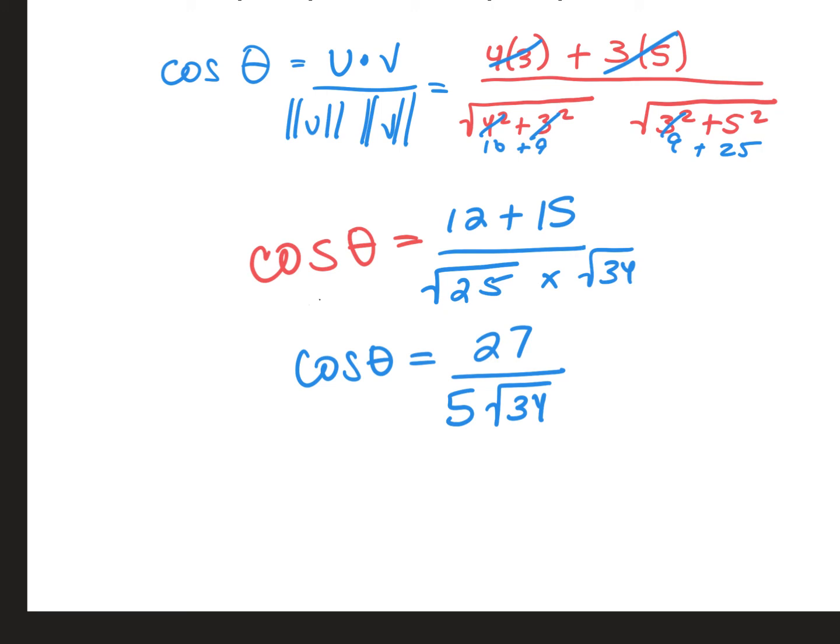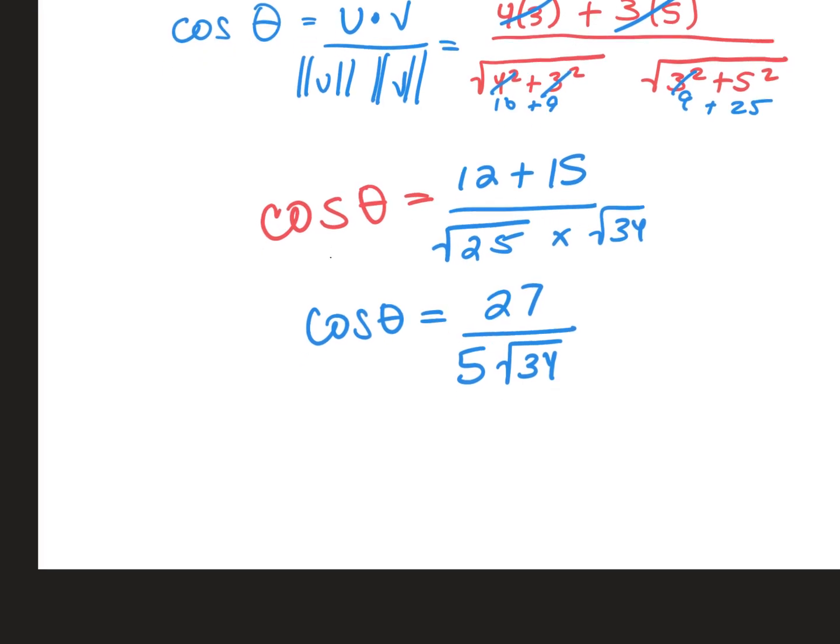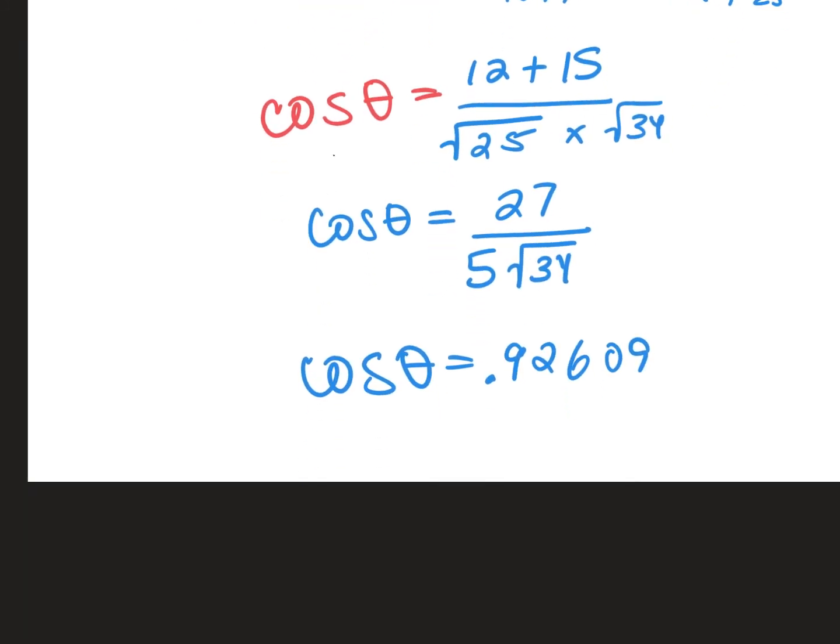So you hit in your calculator 27 divided by, remember, put your denominator in parentheses. Tell your calculator what to do. All right, so what'd you get? 0.926. 0.92609. Is that the angle measure? Yes or no? No, that's the cosine of the angle.